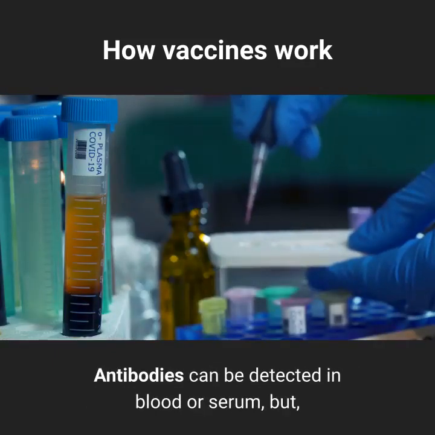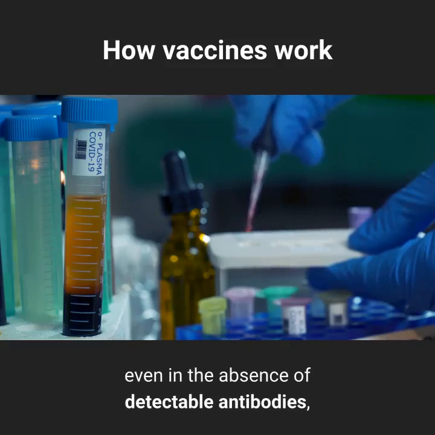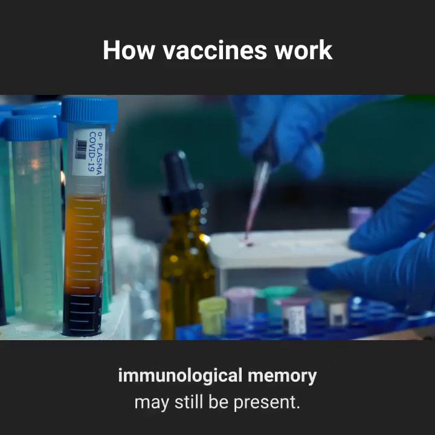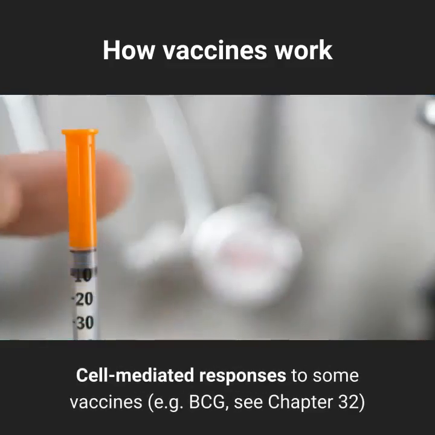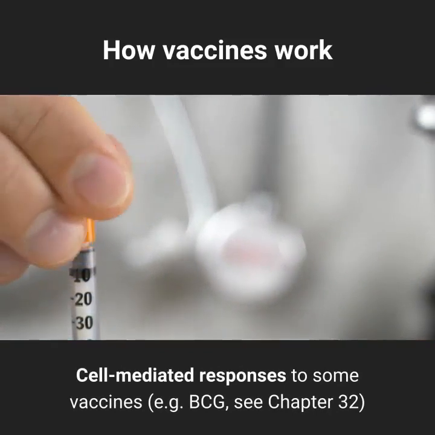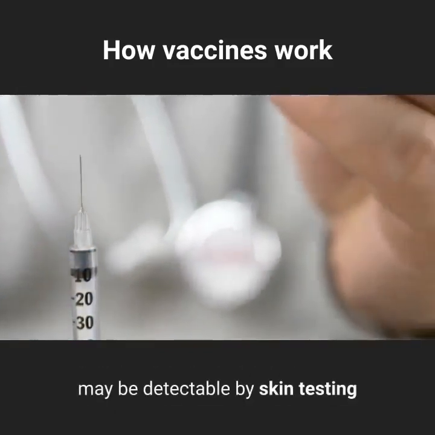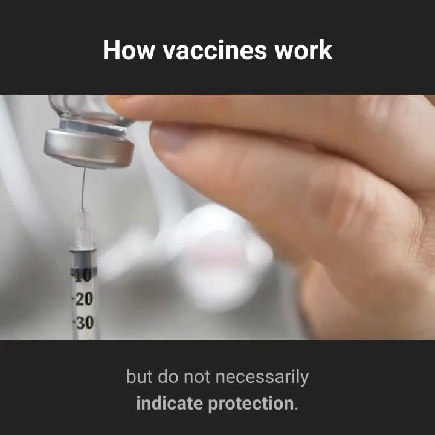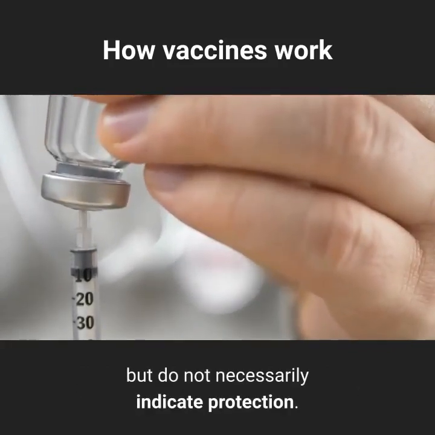Antibodies can be detected in blood or serum, but, even in the absence of detectable antibodies, immunological memory may still be present. Cell-mediated responses to some vaccines, e.g. BCG, see Chapter 32, may be detectable by skin testing but do not necessarily indicate protection.